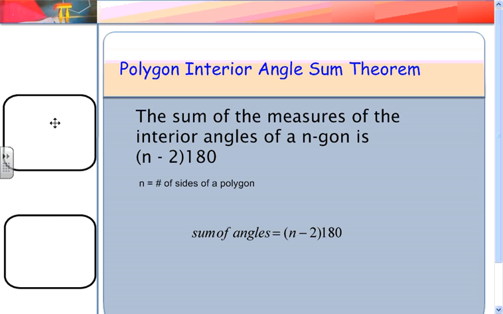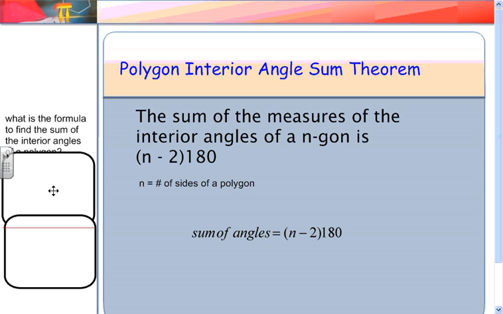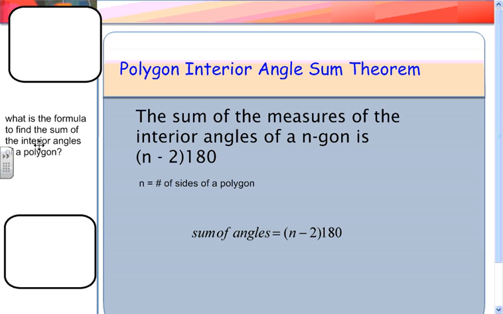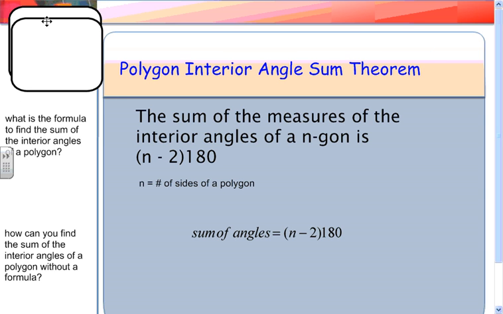So, questions over here on the left. What's the formula to find the sum of the interior angles of a polygon? Or how about, how can you find the sum of the interior angles of a polygon without using a formula? This formula is important because it makes life a little easier for us, but if we can't remember the formula, always go back to the idea of creating triangles in your polygon. Every triangle's angles add to 180, so if we know how many triangles we have, all we have to do is multiply that by 180.